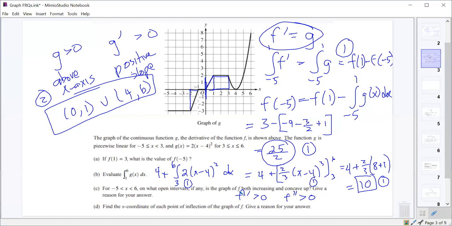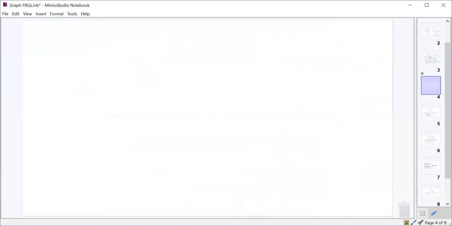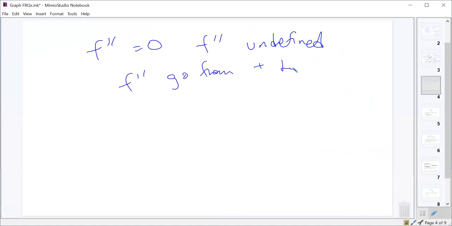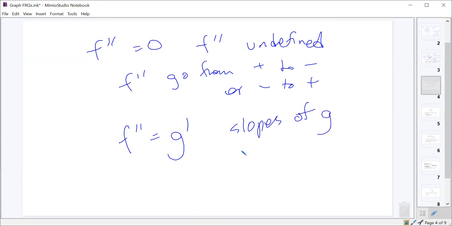Part D says find the x-coordinate of each point of inflection of the graph of f. So a point of inflection can potentially occur when the second derivative is 0 or when the second derivative is undefined. So we are first off interested in f double prime equaling 0 or f double prime being undefined. But in addition to that, we know that f double prime needs to go from positive to negative or negative to positive at that point. Not just that it equals 0 or is undefined, but it has to actually have a sign change, which means, since we're talking about f, f double prime is equal to g prime. So we are interested in when the slopes of g change sign. So that's what we're trying to find.